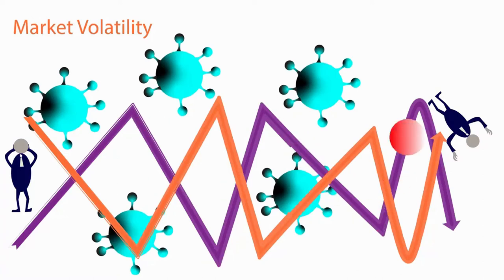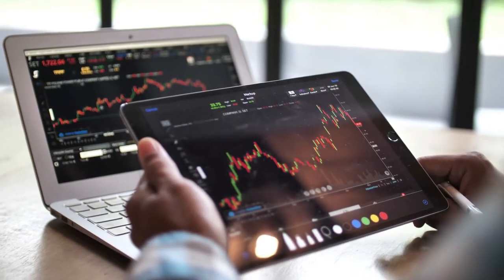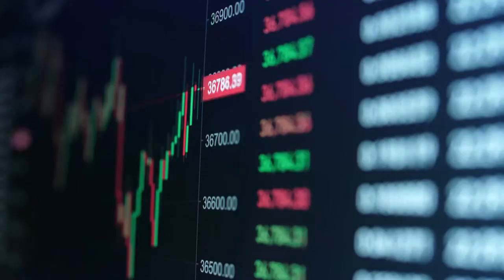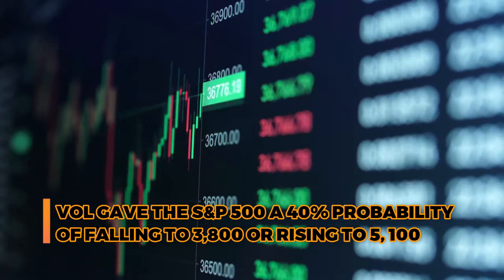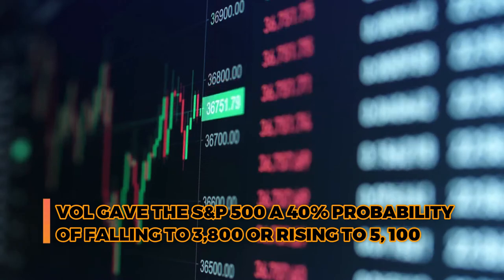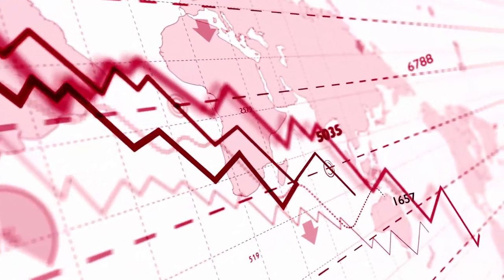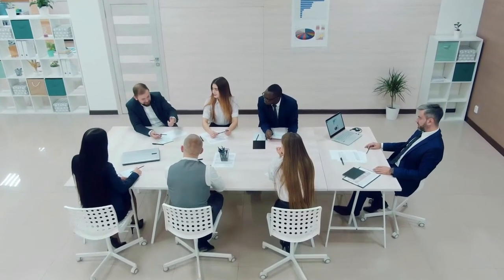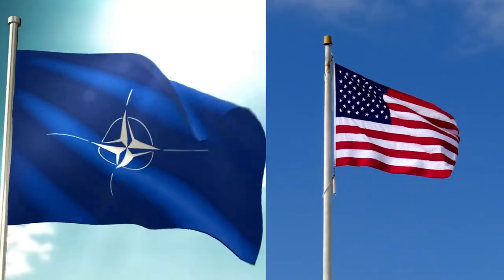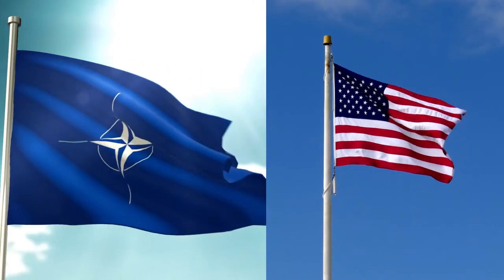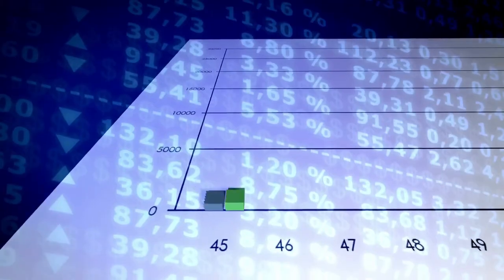To assess volatility, we can check the market's VIX or vol. The vol was in the mid-30s to near 40s earlier this year. This gave the S&P 500 a 40% probability of falling to 3,800 or rising to 5,100. While there is still room for more decline, recent market occurrences indicate some market support. The fact that NATO and the US are not actively defending Ukraine has bolstered present market levels.